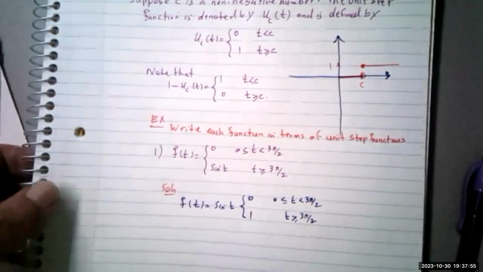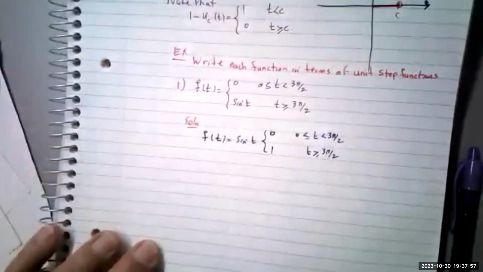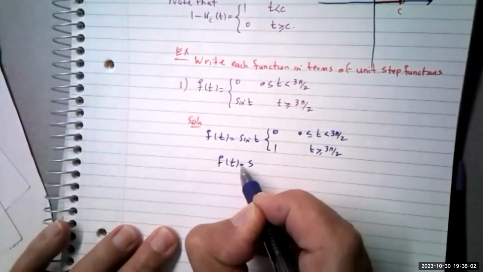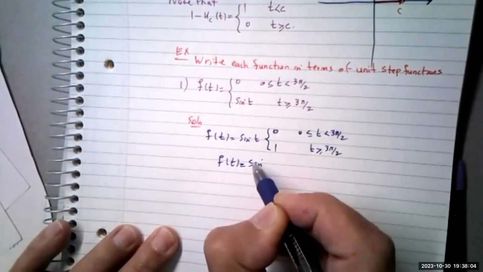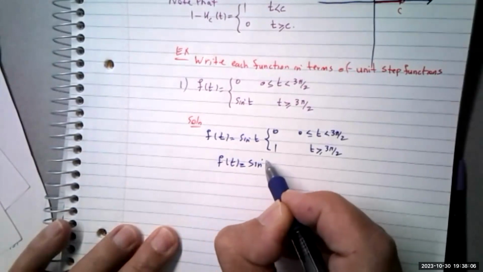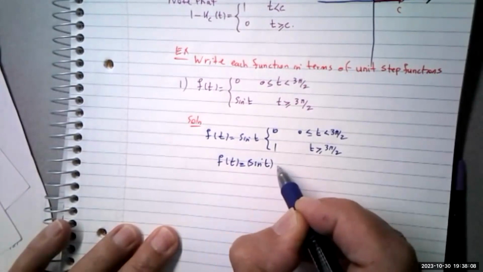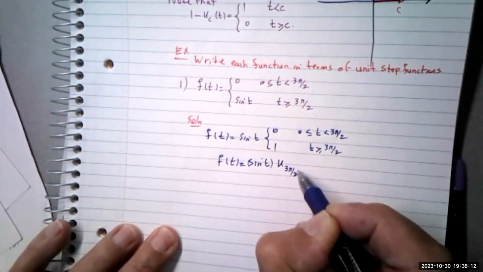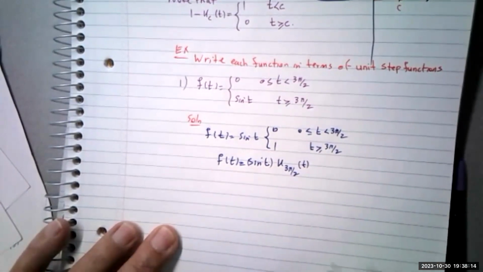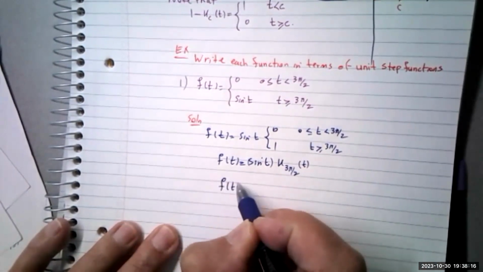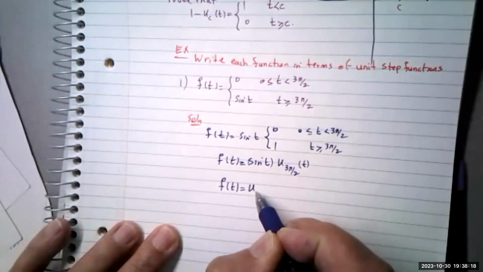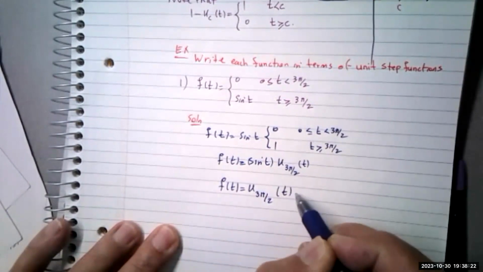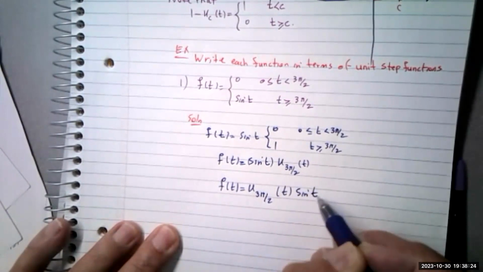But the leftover is the unit step function. So you get f of t is equal to sine t. The first one is going to be sine t, and the second one would be the unit step function. The base is 3 pi half of t. Usually this is the way you write it down: unit step function at the base 3 pi half of t times the sine of t.